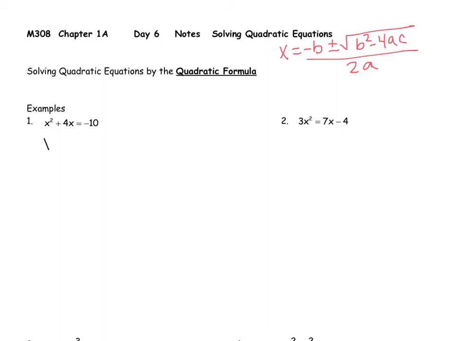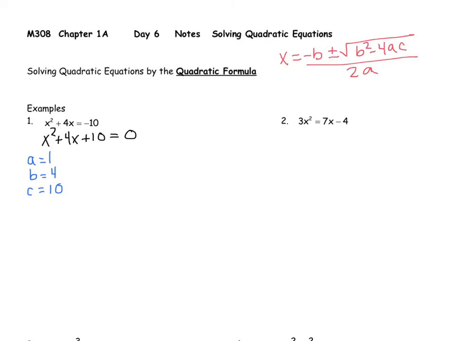Alright, so let's talk about how to use it. Probably the most important thing with the quadratic formula is making sure that your equation equals 0, moving everything to one side first. Then, a is the number that's in front of x squared, b is the number that's in front of x, and c is your constant term. After that, it's just a matter of plugging things into the formula.